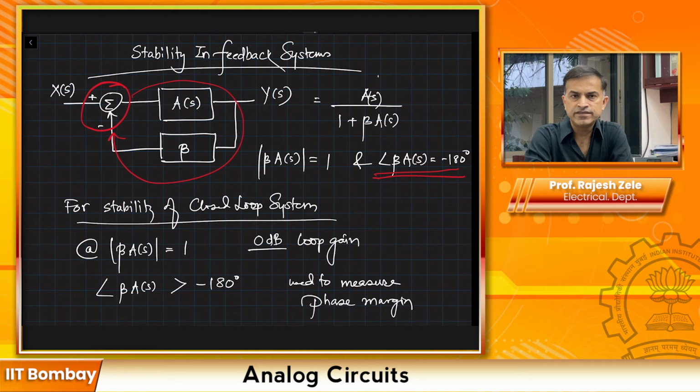So let's say the angle of beta times A of S is, let's say, minus 120 degrees at beta times A of S equal to 1 at that frequency. Then we say that, hey, I have a 60 degree phase margin. So let's take one example and then things will become very clear.